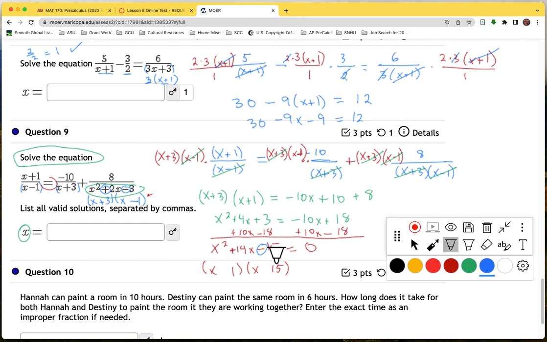This tells us that the signs are opposite because we're going to subtract. This tells us that the bigger number has the plus, so the smaller number must have the minus. So to solve this, we get x minus 1 equals 0, or x plus 15 equals 0. Add 1 to both sides. x equals positive 1. Subtract 15 from both sides. x equals negative 15. So those are our two. Let's separate them by commas.